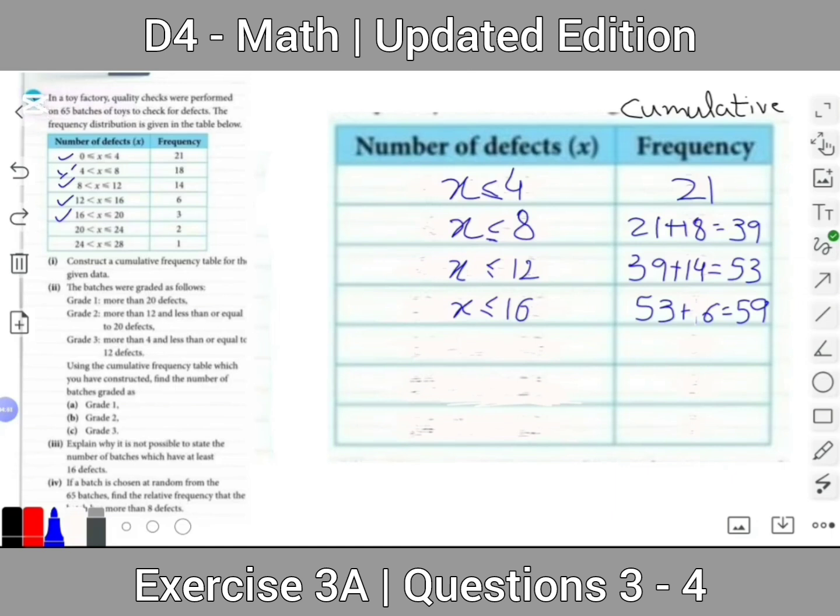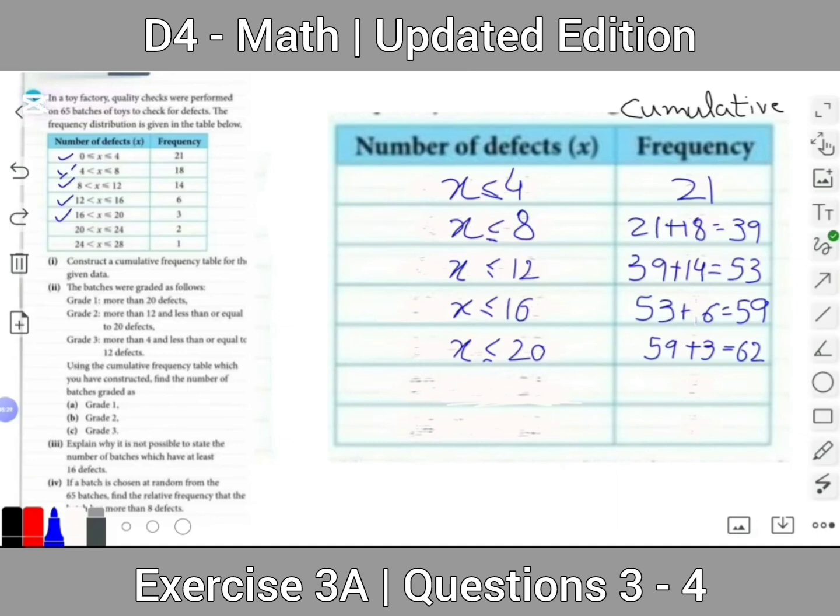So the number of defectives needs to go from 0 to 20. So now we are going to get all of the number of defectives. We can add on this new frequency of 3. We are considering x less than or equal to 20, and we will add the new frequency of 3 to the previous total of frequencies, that was 59. So 59 plus 3 gives us the cumulative frequency 62.